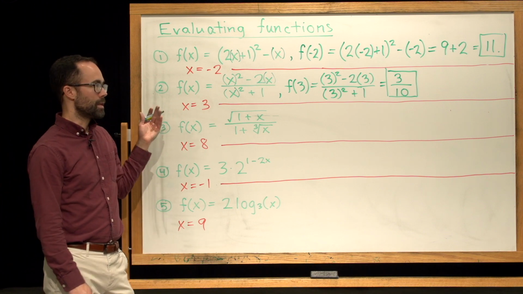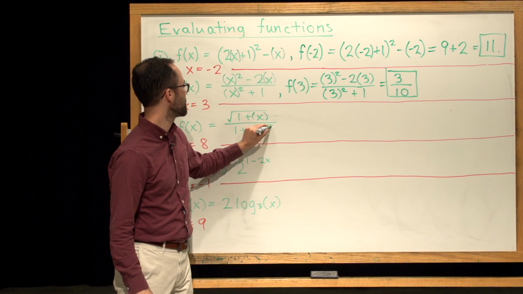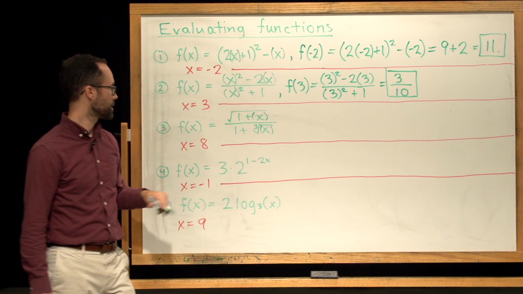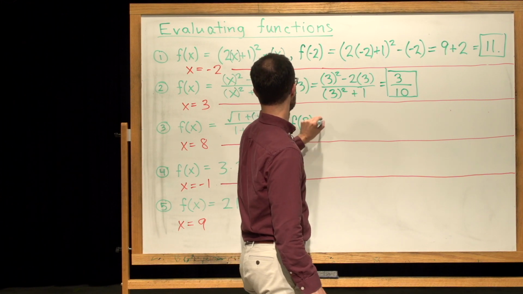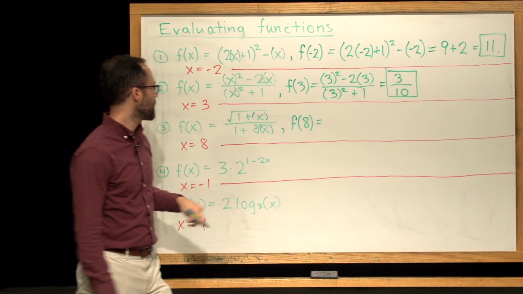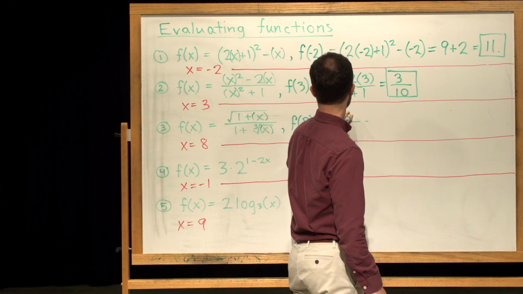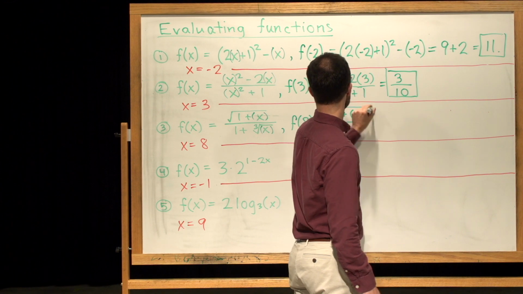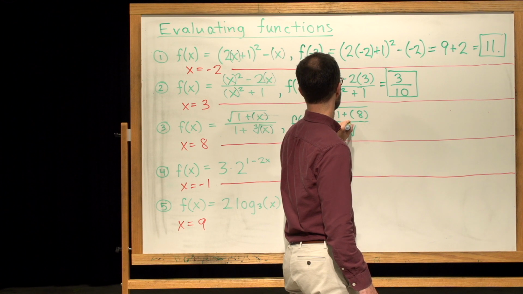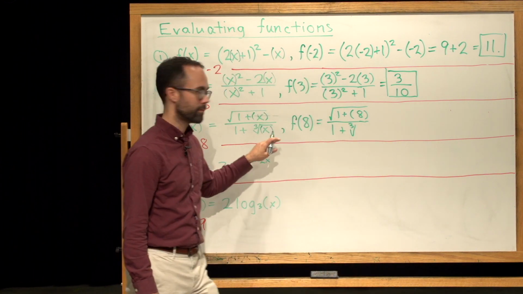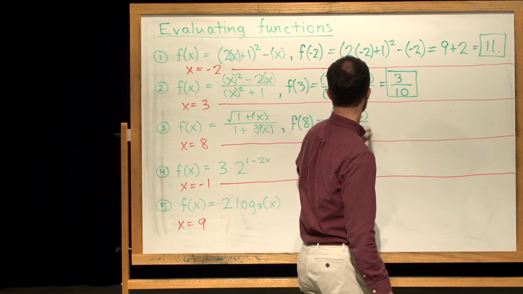OK, let's continue on to number 3, putting parentheses around the x everywhere I see it. I can substitute in. We're looking at f of 8 this time. So to evaluate this function at 8, we have a square root on top with 1 plus 8 inside of it. And then on the bottom, we have 1 plus a cube root. And here it's the cube root of 8. I'll put the parentheses in, like I've been doing.